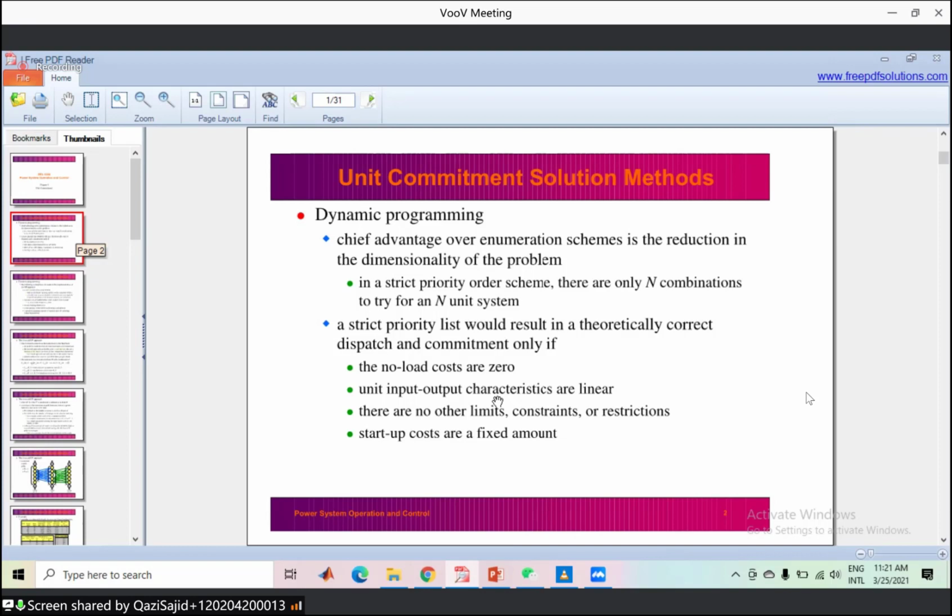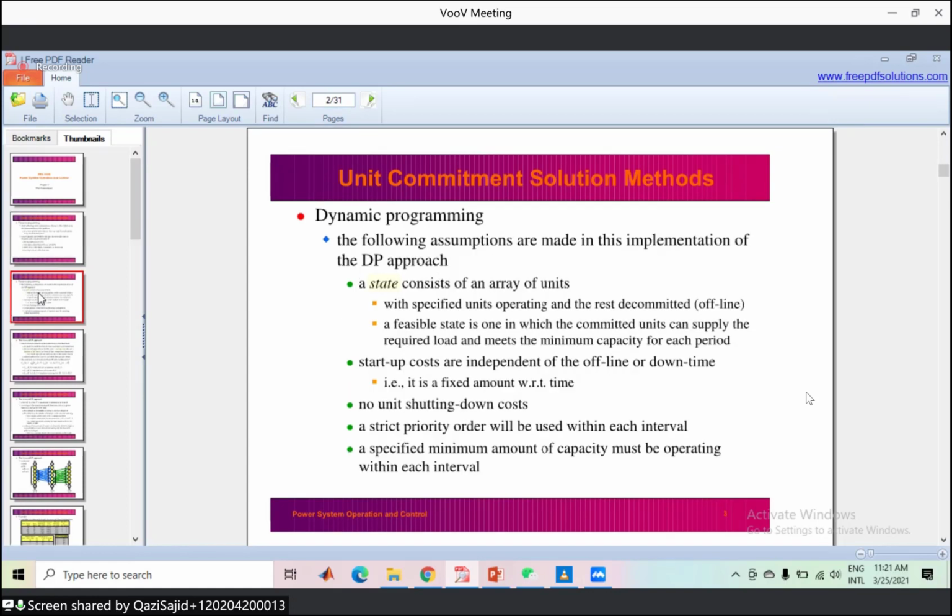However, if a strict priority method is imposed, there are different combinations. If we have 4 units, we have to use them in that series. The imposition of a priority list arranged in order of full load average cost rate would result in theoretically correct dispatchment. So these assumptions are mentioned here: the no load costs are 0, unit input output characteristics are linear, there are no other limits, constraints, and restrictions, and startup costs are a fixed amount.